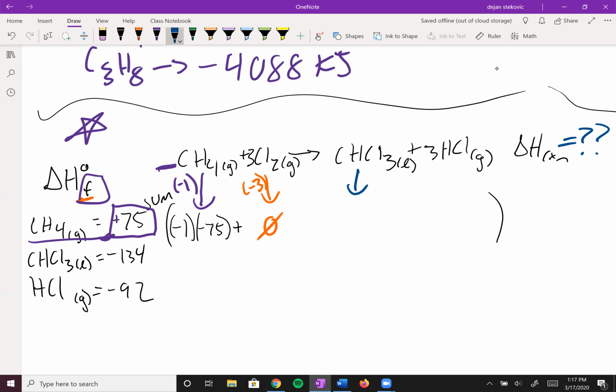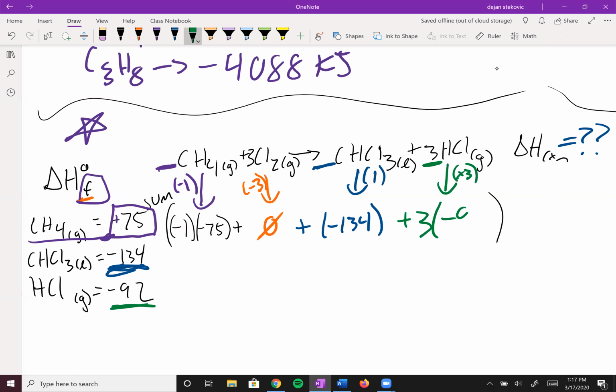Next up, we've got CHCl3. This time we're not going to multiply by negative because we are forming it. It is a product. So you just pull this number from here. In this case, we're just going to multiply by 1 because we only have 1 mole of it. So this gets plus -134. And then finally here, again, no multiplying by negative because it's a product. Here we have 3 of them, so we're going to multiply times 3. This ends up being plus 3 times -92.